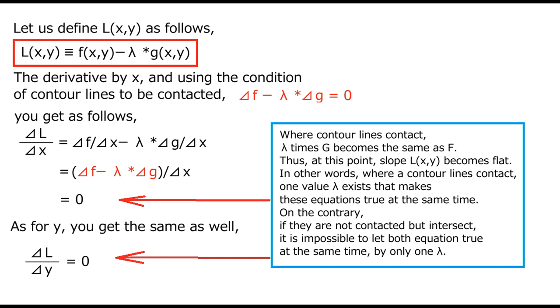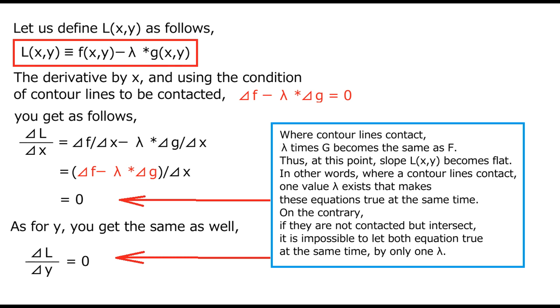This is the reason that this small area from L is horizontal. In brief, by choosing lambda adequately, the curved surface L(x,y) can be horizontal at the point where contour lines of f and g contact each other. The important thing is that the same value of lambda is used for both x and y direction.